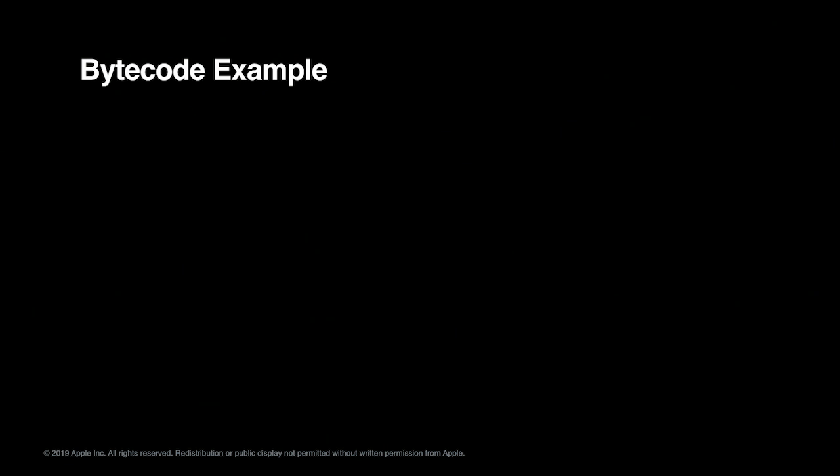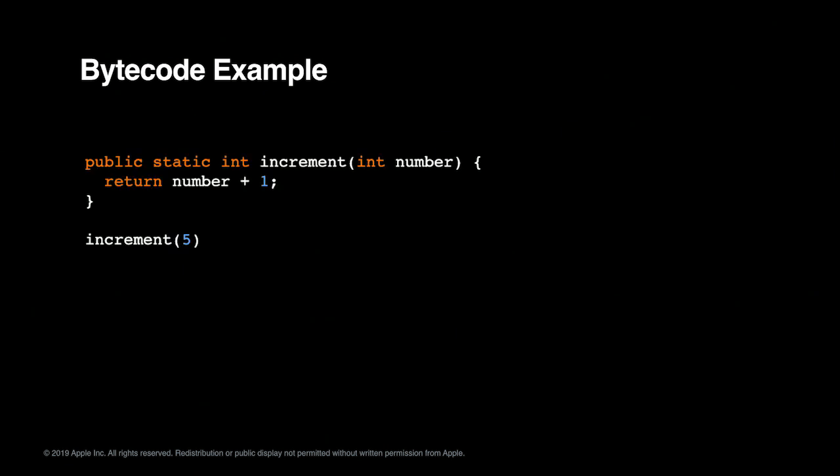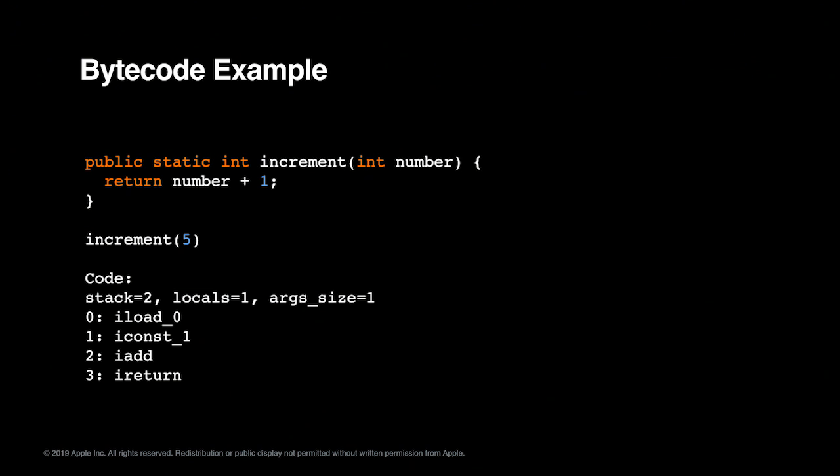Let's consider a quick example. So we have a trivial static method that accepts an integer, increments it, and returns the result. And we are calling this method with 5 as our argument. Below you see the generated bytecode. In total, you have 4 instructions. And you also have some metadata around this. You know the number of local variables. Also, you know the number of arguments that you have. They are both 1 in this case, because this method is static. And also, you know that the maximum size of your operand stack will be 2, which means that you will have at most 2 elements at the same time.